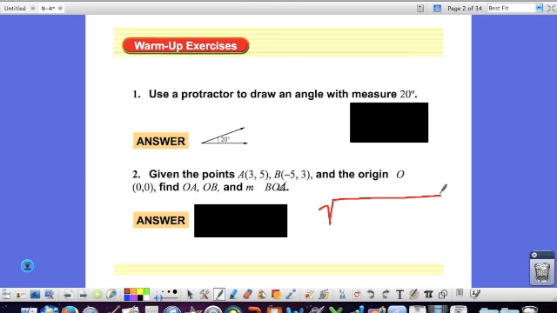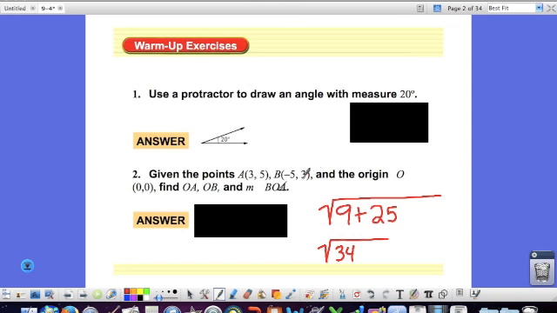So you're going to use the distance formula. 3 minus 0 is 3 squared, which is 9. 5 minus 0 squared is 25. 9 plus 25 is 34. The factors of 34 would be 2 and 17. Those are both prime. So the length is √34 in simplest radical form.